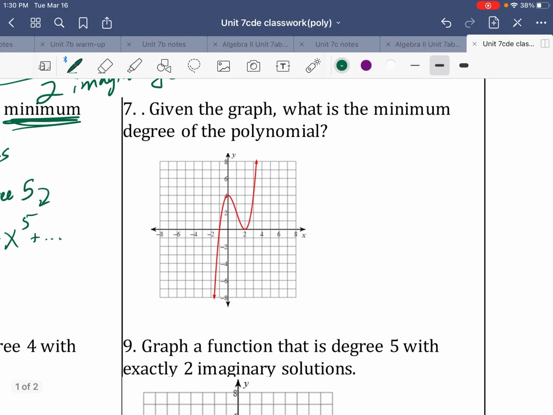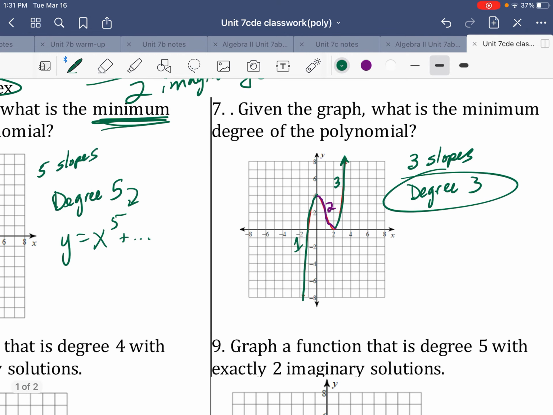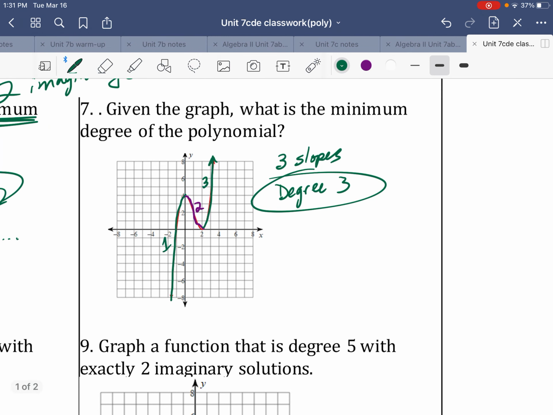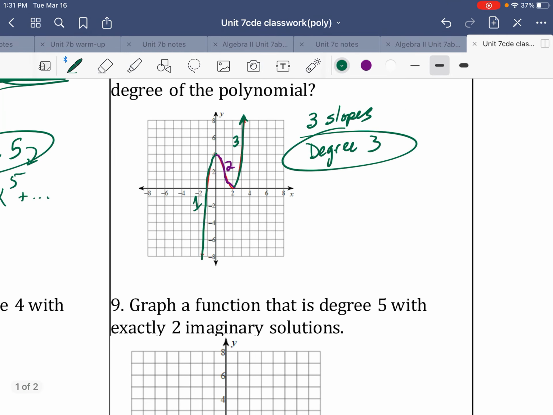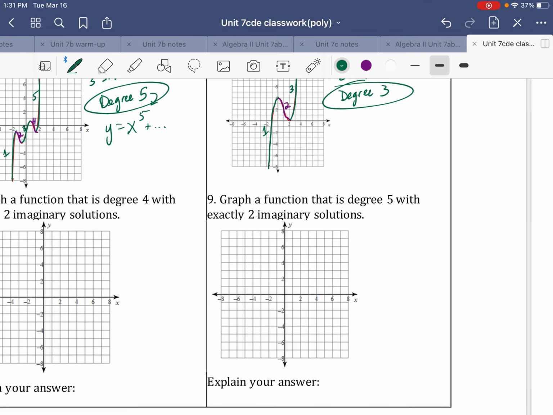So looking at the next one, we have how many different slopes? You have 1 slope, 2 slopes, 3 slopes. It really doesn't matter if you're going left to right or right to left. You're just counting the number of different slopes. I always go left to right so I remember increasing, decreasing. So 3 slopes. This means it's going to be a degree 3. It could be a degree 5, could be degree 7, but that's the minimum. Degree 5 and all odds kind of follow the same pattern of how they look.